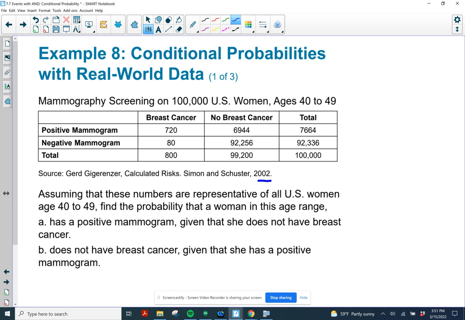Assuming that these numbers are representative of all U.S. women, find the probability that a woman in this age range, first of all, has a positive mammogram given that she does not have breast cancer. And the second part: what's the probability that she does not have breast cancer given that she has a positive mammogram. Okay, so these are conditional probabilities. We're going to go to the next slide and talk about how to do these. They'll have a table for us there as well.